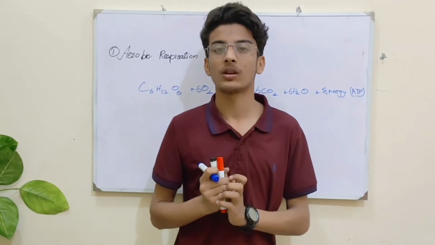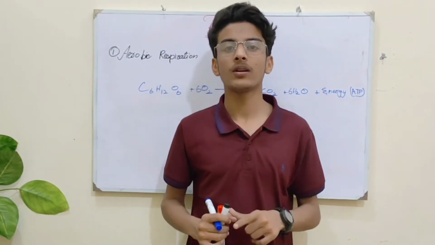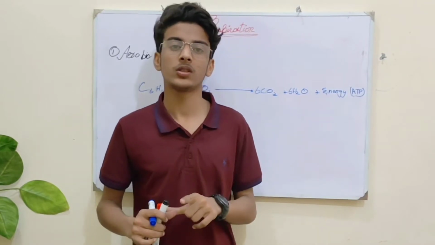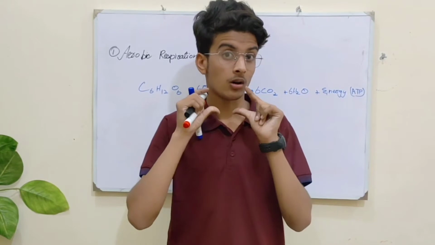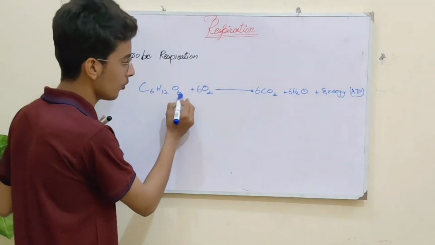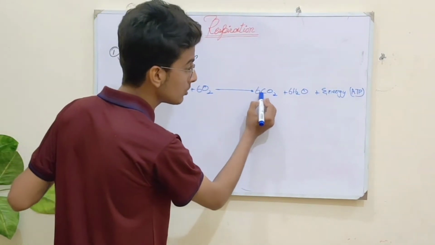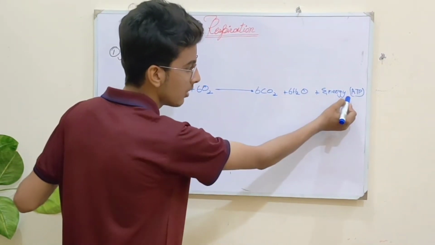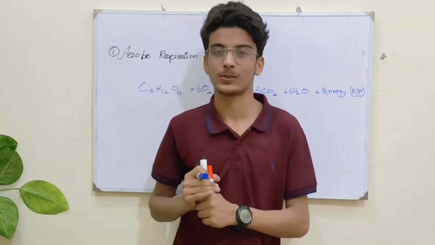This is aerobic respiration. I can repeat it. Aerobic respiration is the breakdown of food substances in the presence of oxygen. The equation for this is C6H12O6, 6 O2, 6 CO2, 6 H2O. Energy is released as a result of aerobic respiration.